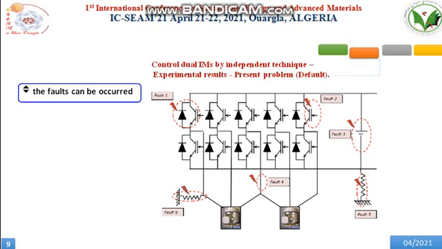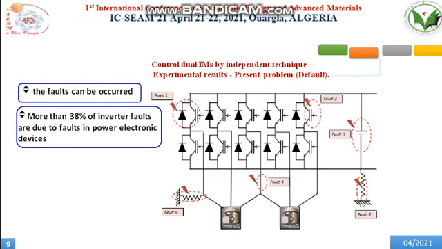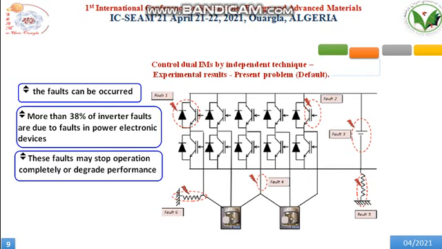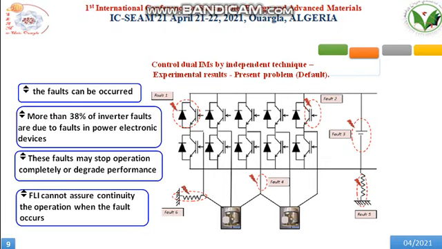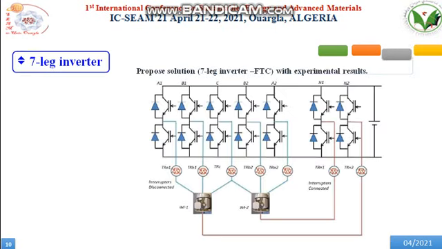And this figure presents the many different faults that can occur. After studying, it is found that more than 38% of inverter faults are due to faults in power electronic devices. These faults may stop operation completely or degrade performance. The FLI cannot assure continuity of operation when a fault occurs. So we present the solution: the 7-leg inverter.